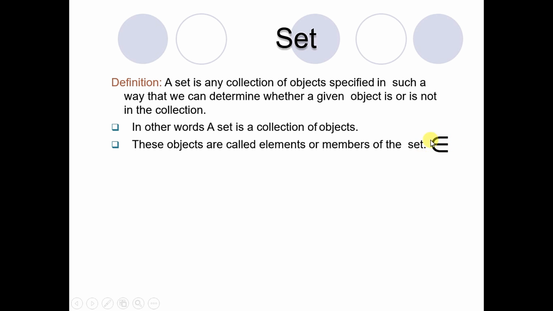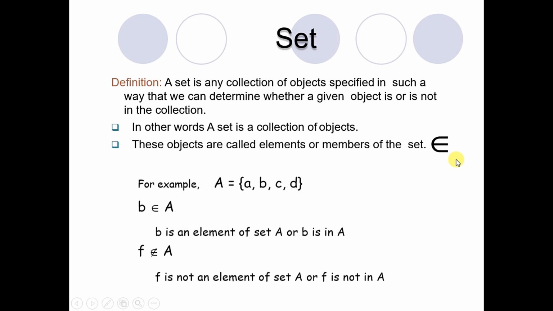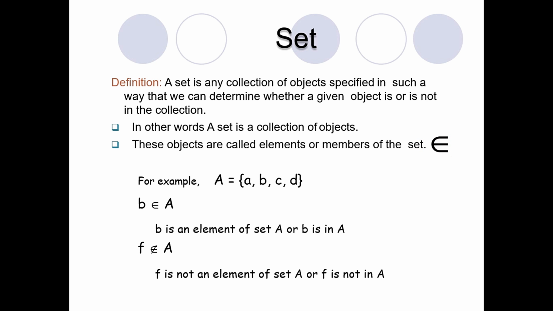Now, for example, if set A is equal to the list of members a, b, c, and d, then we can say that b is an element of A, which is also said as b is in A. But we cannot say f is an element of A because f is not an element of set A, or f is not in A. So the symbol for not an element is the symbol ∈ with a slash.